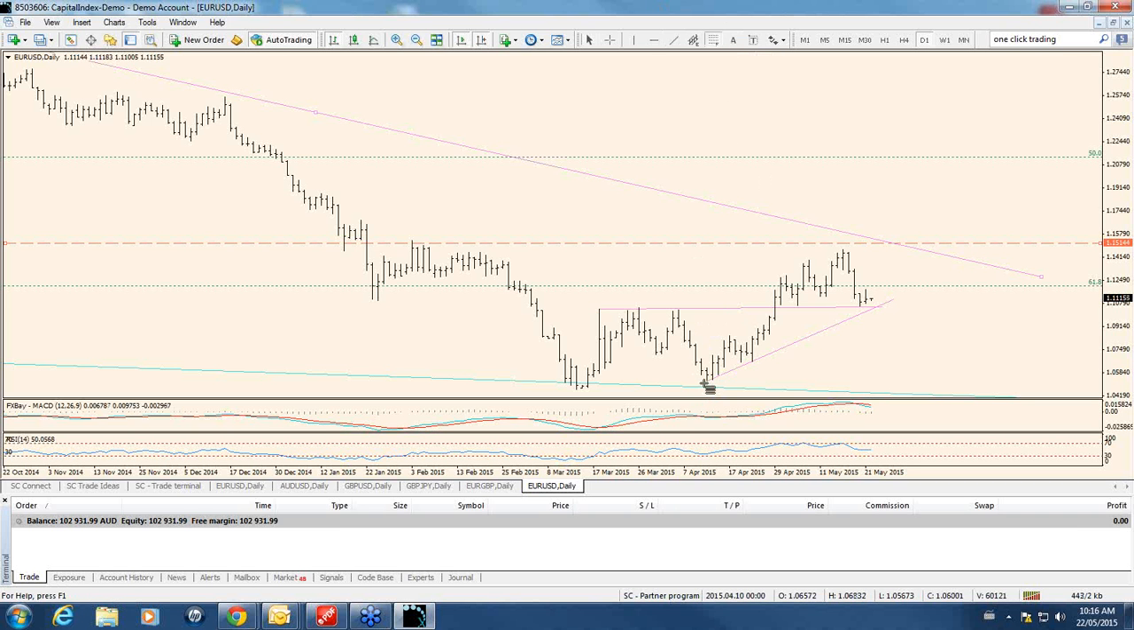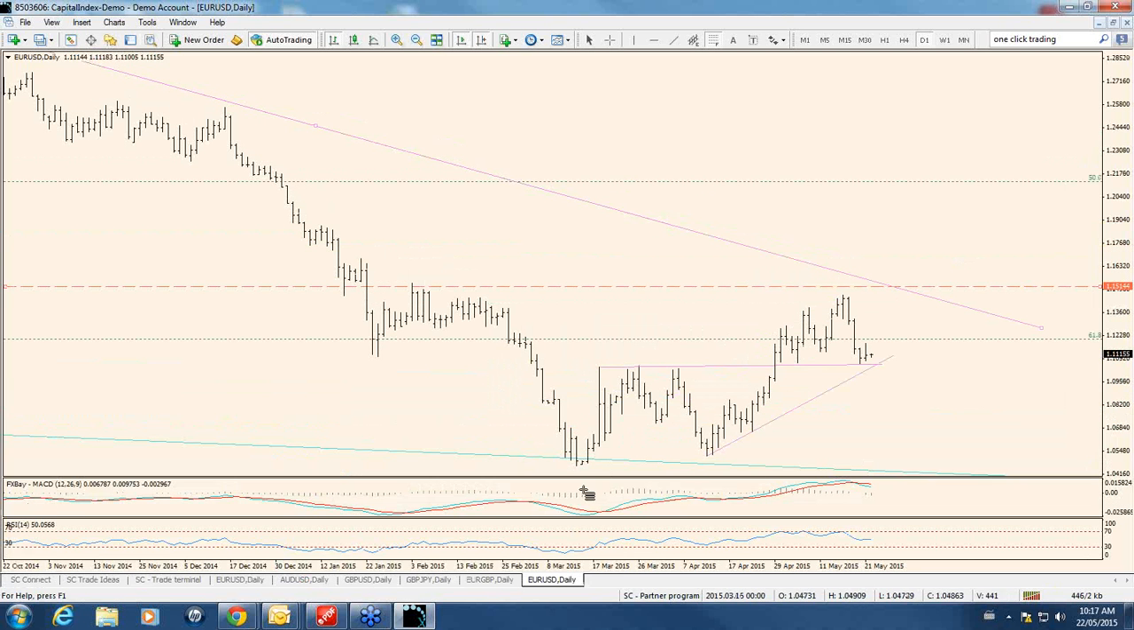Hi Beata, can you please close the terminal window so the chart is bigger? Yeah, sure. Thank you, Stephen.